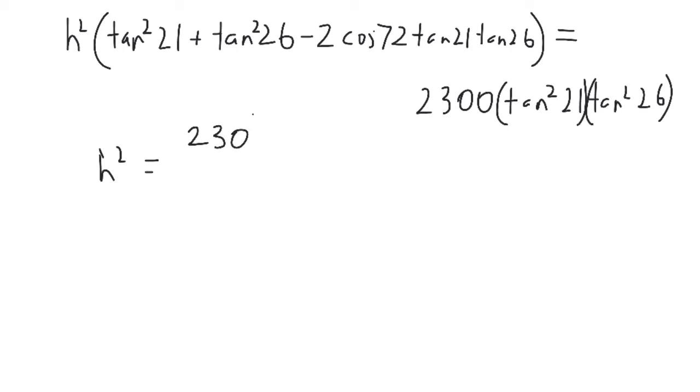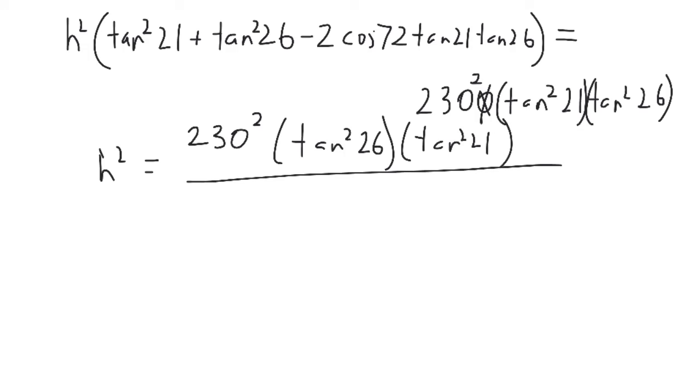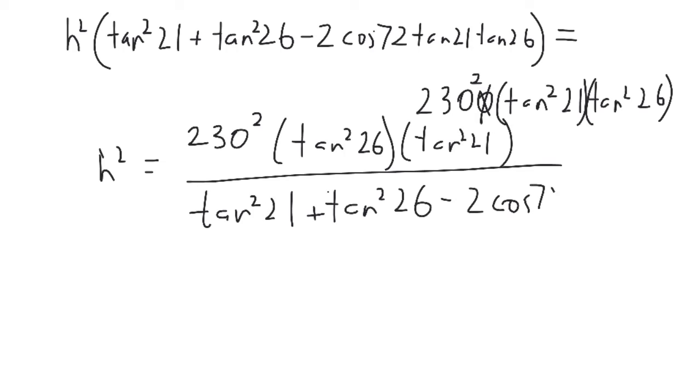230 squared, and I've made an error here. That's wrong, that should be a squared. 230 squared tan squared 26 tan squared 21 over tan squared 21 plus tan squared 26 minus 2 cos 72 tan 21 tan 26. Now go ahead and good luck typing all that into your calculator.